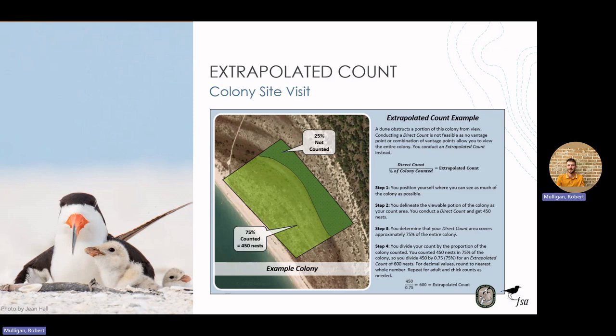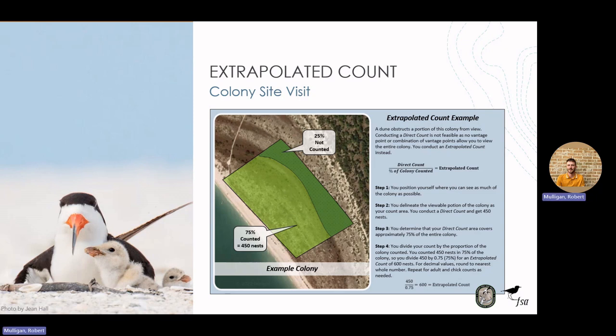An extrapolated count is not a guess. It is a calculation based on the proportion of the colony where you can conduct a direct count. Let's walk through an example. The example colony pictured here has a large dune running through it. It is not feasible to conduct a direct count because no vantage point or combination of vantage points allow you to view and count the entire colony. Instead, you conduct an extrapolated count using the calculation protocol found in the breeding bird protocol on page 12.